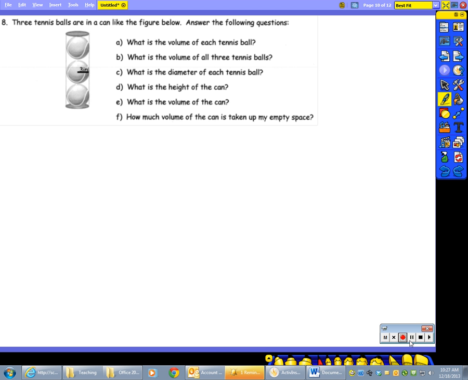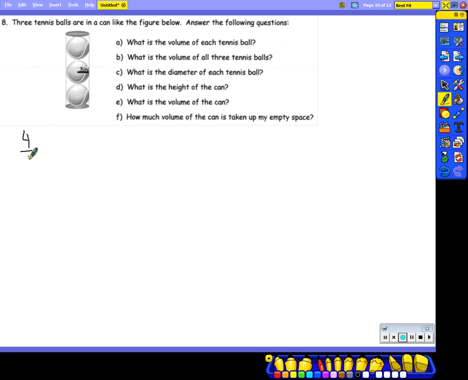It says 3 tennis balls are in a can like the figure below. Answer the following questions. The first question is, what is the volume of each tennis ball? To find the volume of each tennis ball, I have to use the formula of 4 over 3 pi r cubed, because a tennis ball is the shape of a sphere. They tell us that my tennis ball has a radius of 3. So I'm going to use 4 over 3 times pi times 3 cubed.